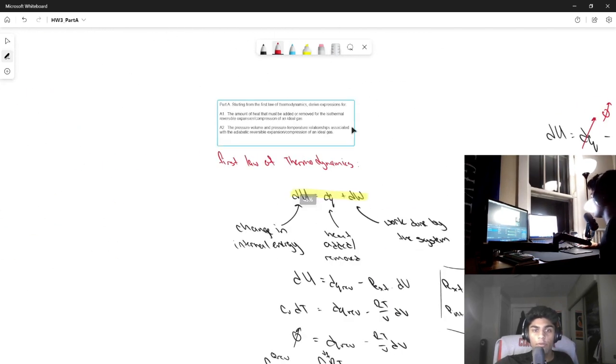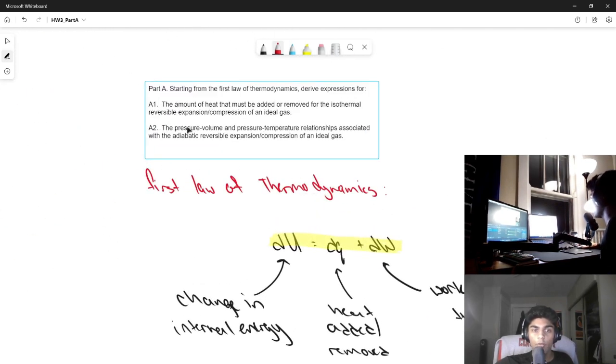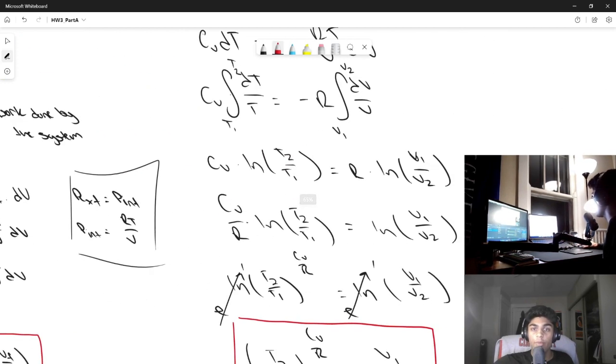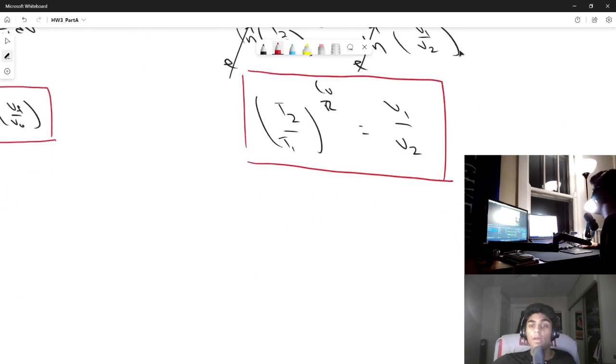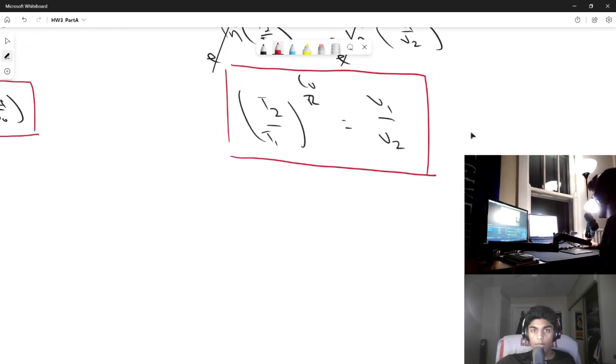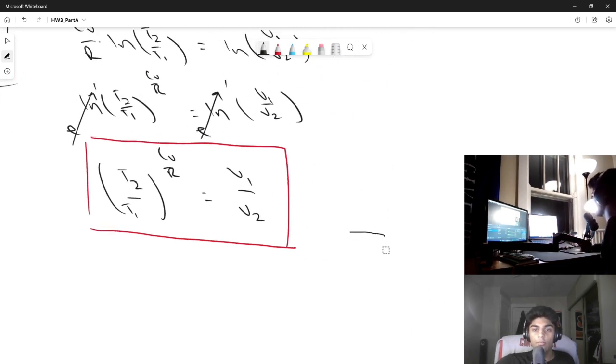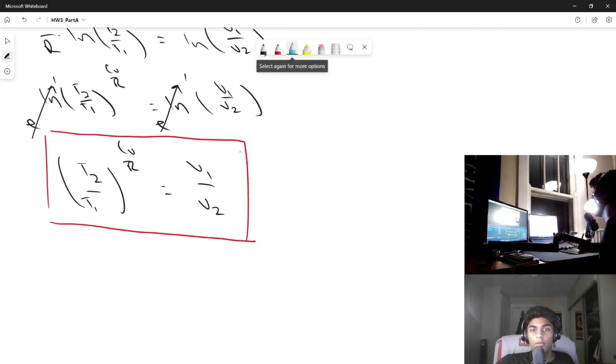So we've already covered the first part of A2, so let's go ahead and cover the second part, which is the pressure-temperature relationship of an adiabatic compression or expansion of an ideal gas. So we're just going to work off of this equation here. And we're going to go back to our ideal gas law and recall that we have PV equals nRT. Now for this, we're just going to assume n equals 1 like we have been.